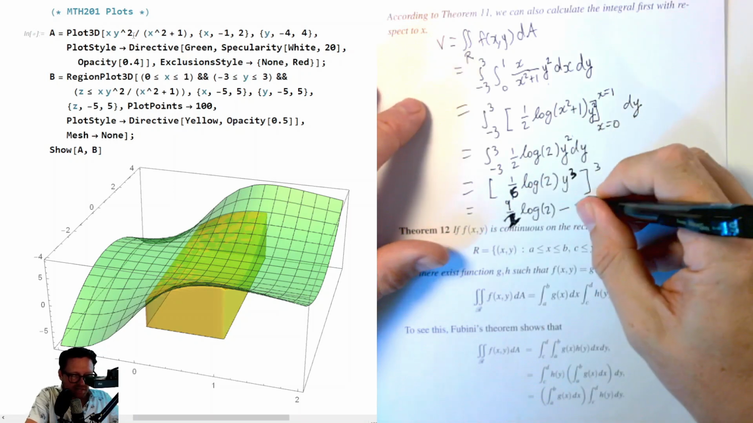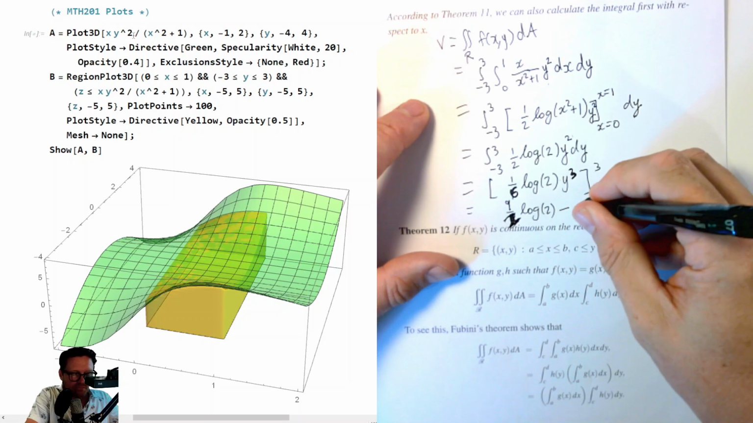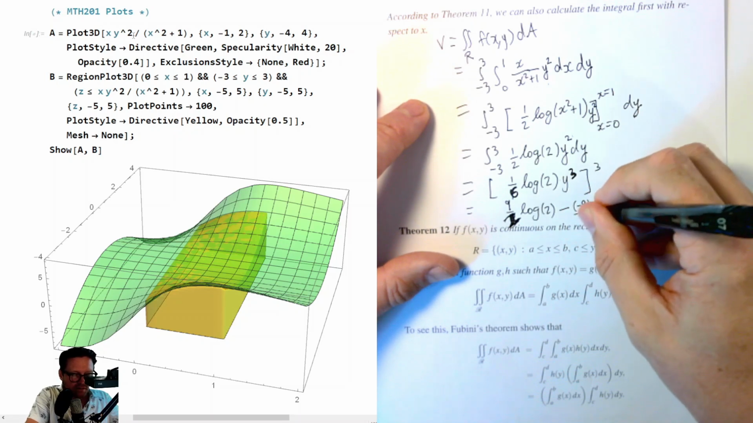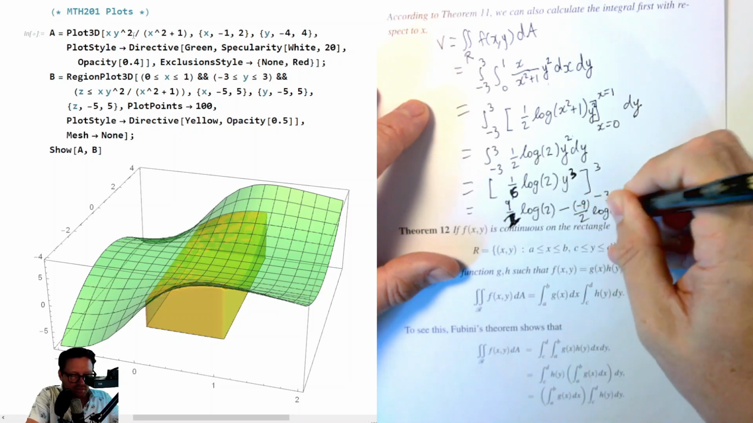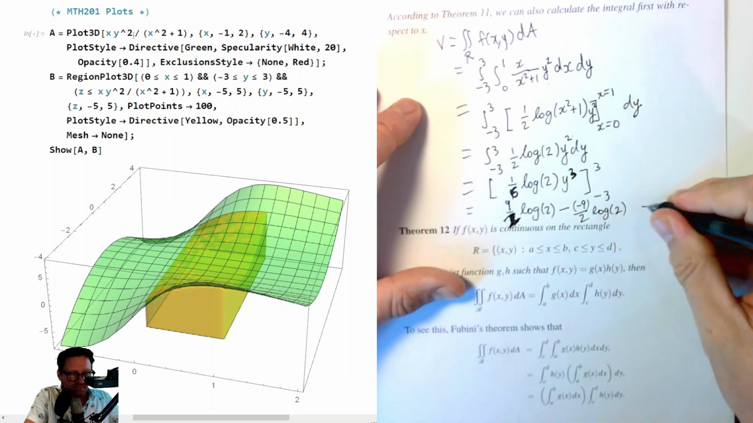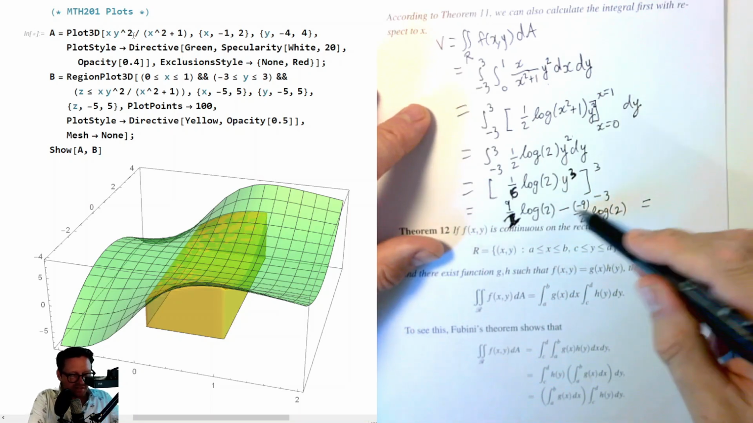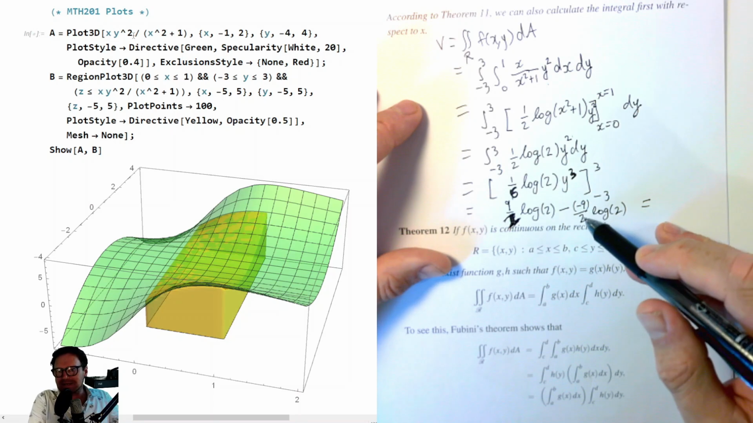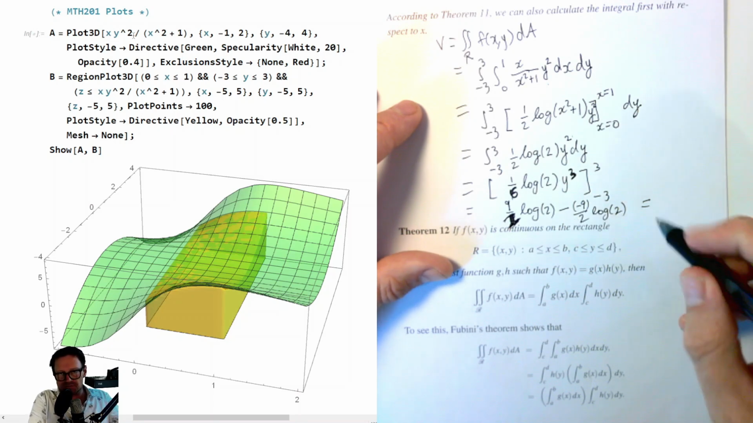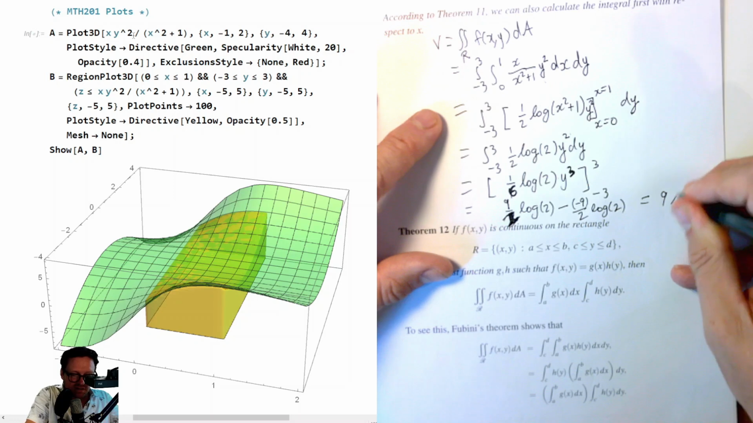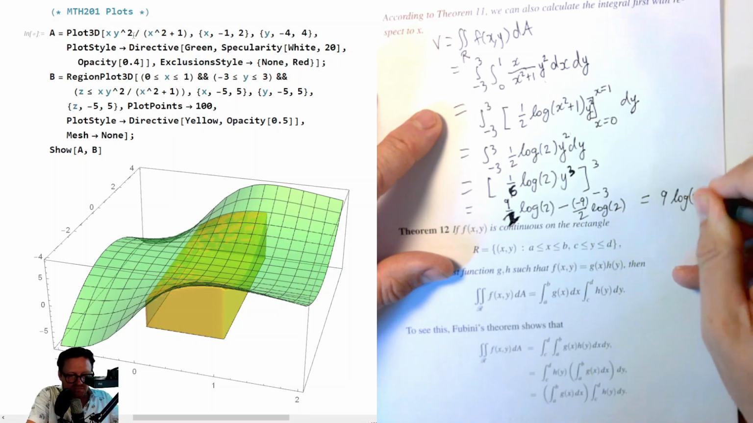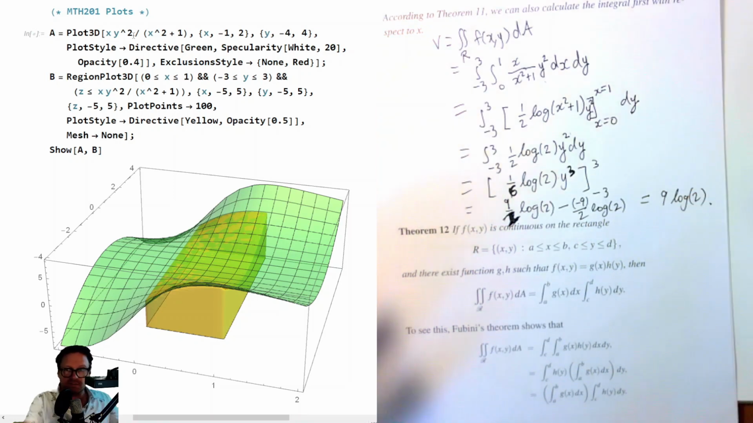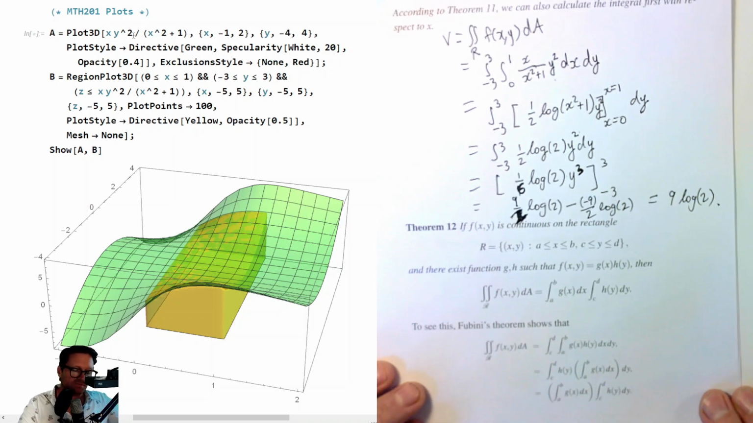Okay, and then we have minus in brackets, minus 9 over 2 log of 2. So this gives us, since there are 2 minus signs here, we've got plus 9 over 2 log of 2. So that gives us 9 natural log of 2. Okay, in agreement with what we got on the previous page.